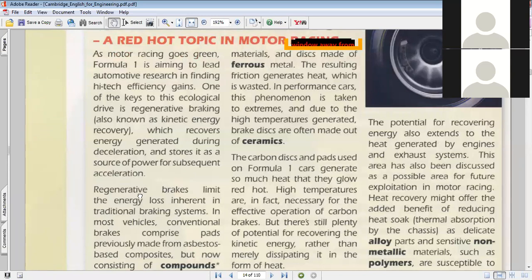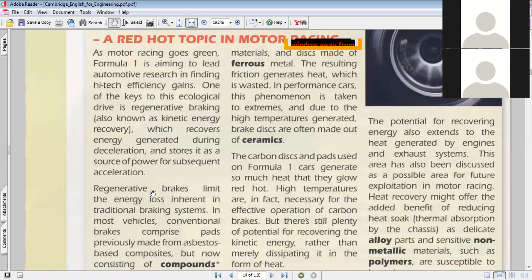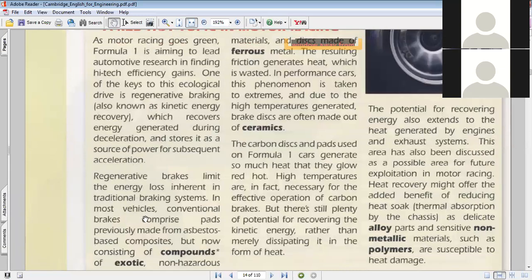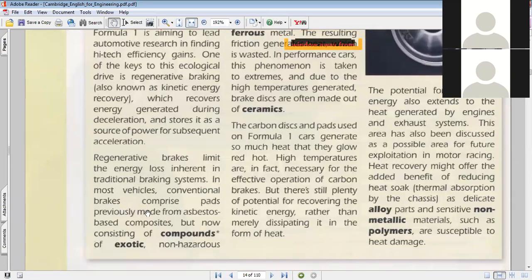Look, regenerative brakes limit the energy loss. So what is the function of regenerative brakes? They conserve energy. Loss inherent in traditional braking systems. In most vehicles, conventional brakes comprise pads previously made from asbestos-based composites. Composites, meaning components. But now, look.